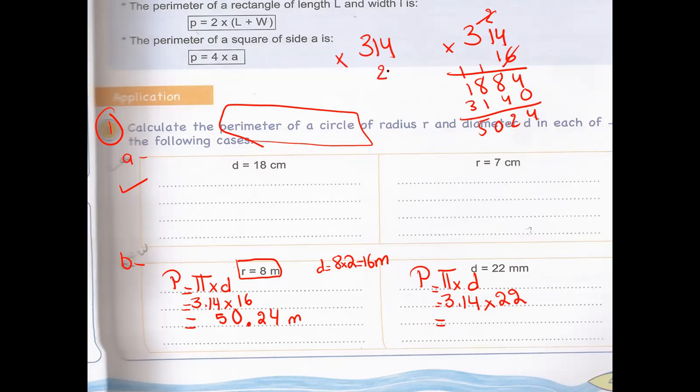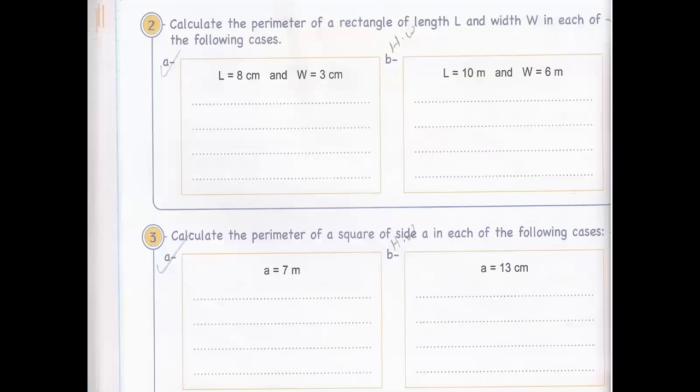314 times 22. 2 times 4, 8. 2 times 1, 2. 2 times 3, 6. Start a new line with 0. 2 times 4, 8. 2 times 1, 2. 2 times 3, 6. Add 10, 6, 7, 8, 9, and 6. Count 2 digits. So 69.08 millimeter. Okay? We have finished the circle.